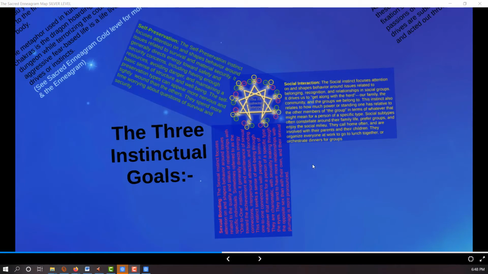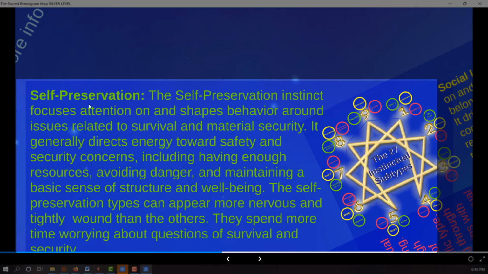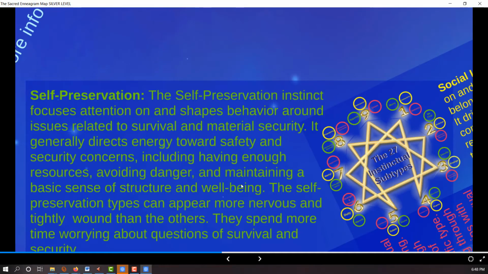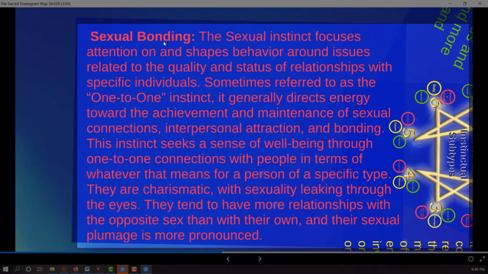So down here we have the 3 instinctual goals, and this information clarifies the goals of each instinct. So the goal of self-preservation right here. The self-preservation instinct focuses attention on and shapes behavior around issues related to survival and material security. I won't read through that all because I quickly want to go to the next one, which will be the sexual instinct one, which is sexual bonding. The sexual instinct focuses on attention and shapes behavior around issues related to quality and status of relationships with specific individuals, sometimes referred to as the one-on-one instinct. It generally directs energy towards the achievement and maintenance of sexual connections or interpersonal attraction and bonding.